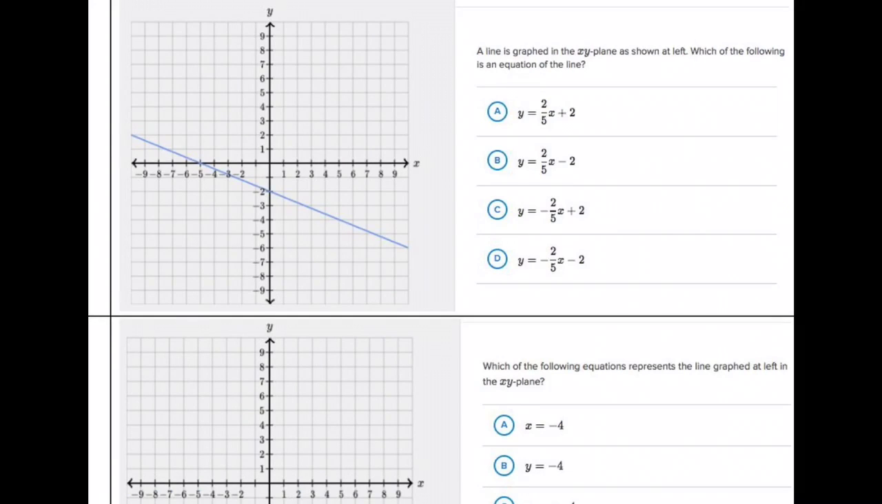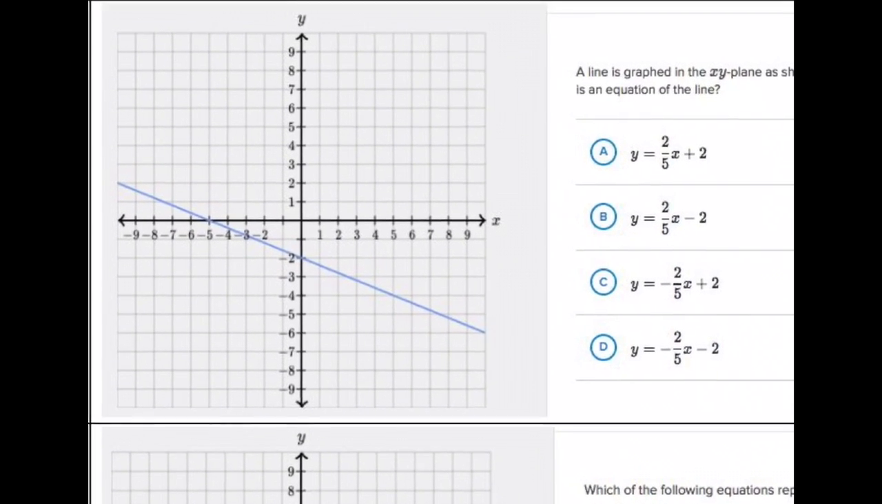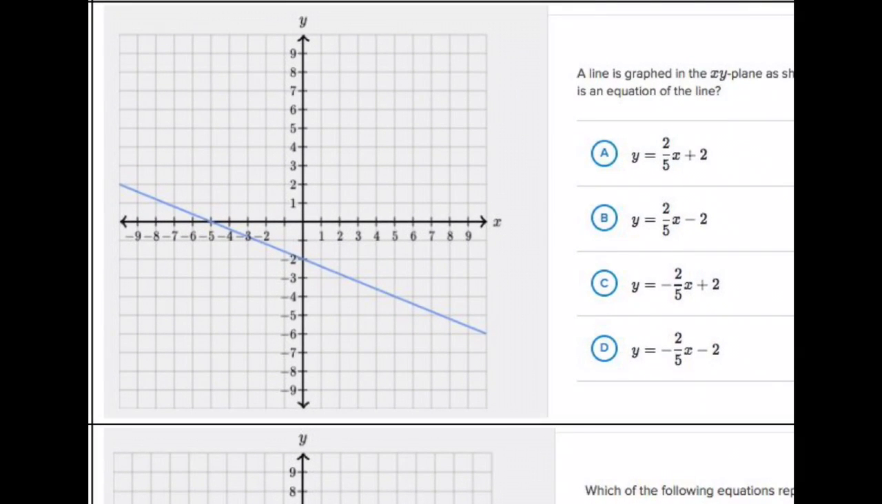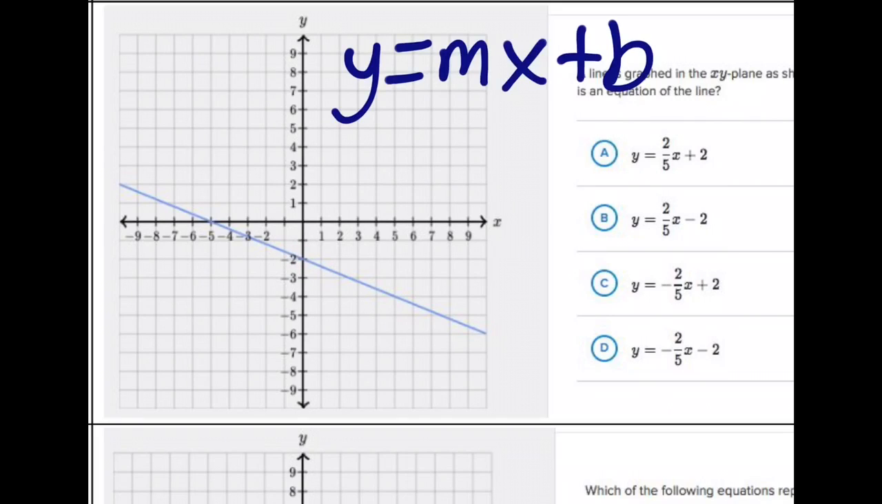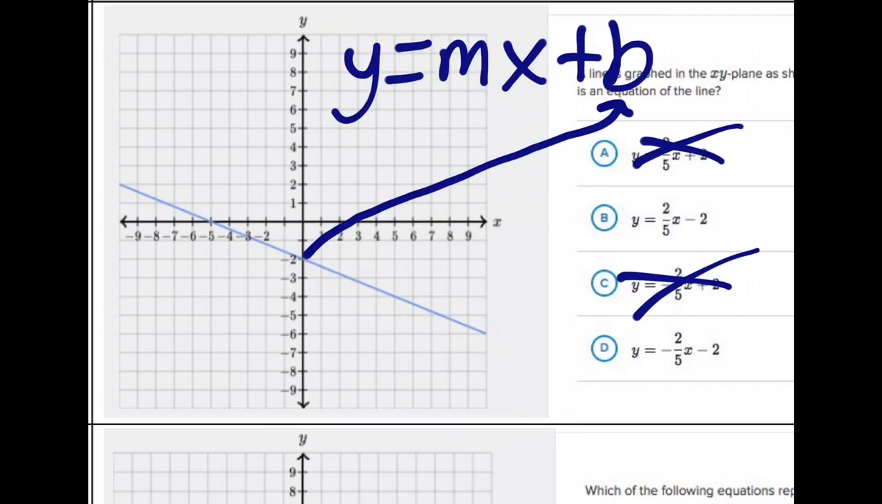Number 4. A line is graphed in the xy plane as shown at left. Which of the following is an equation of the line? My advice would be start with the y-intercept. That value is right here, where the line crosses the y-axis, and that's negative 2. If we consider y equals mx plus b, this negative 2 is our b value. If we look at our answer choices, we can rule out A and C, because they say plus 2 when it should be minus 2.